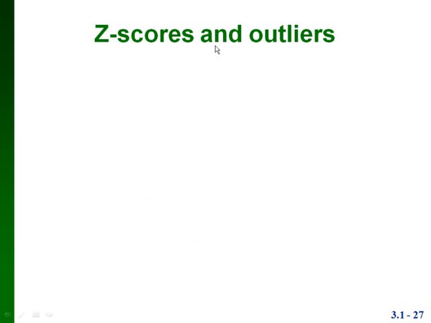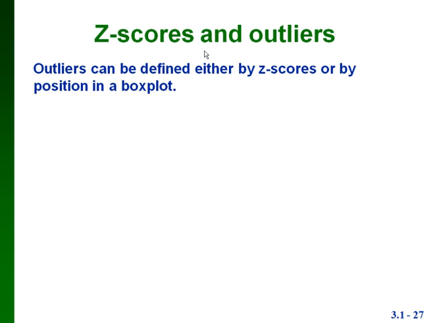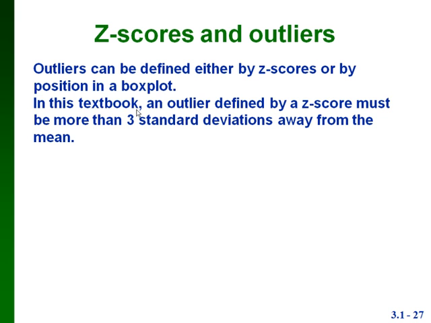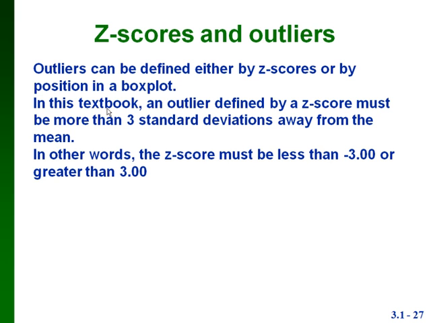Now, we can define an outlier either by using z-scores or by its position in a box plot, which we already saw. And again, in this textbook, they define these a little bit differently than in some other textbooks. In this textbook, if you're looking at an outlier depending on z-scores, to be an outlier, the value must be more than 3 standard deviations away from the mean. So that means if you're looking at the actual z-scores, the z-score would have to be less than -3 or greater than 3 for the value to be considered an outlier.